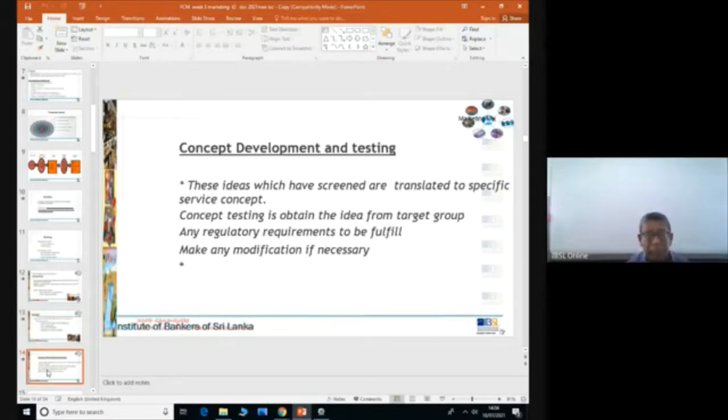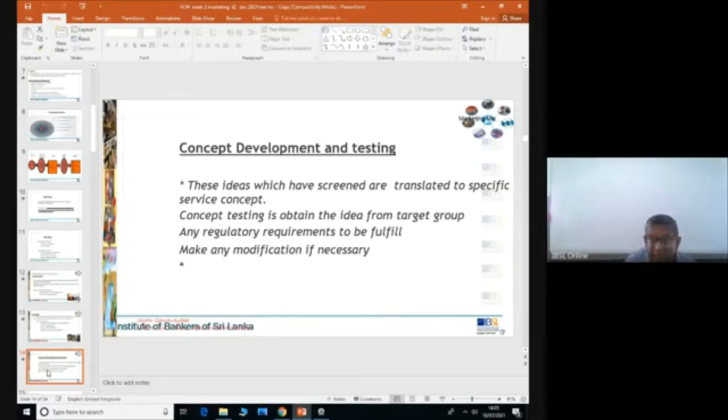Now the third step is what we call concept development and testing. Now this is still an idea. Now you need to convert it to a concept, especially the service concept. You have to really bring it to the concept. At the concept stage, you develop these are the features I need to give to the customer, this is the interest rate. Then again you can do a testing.